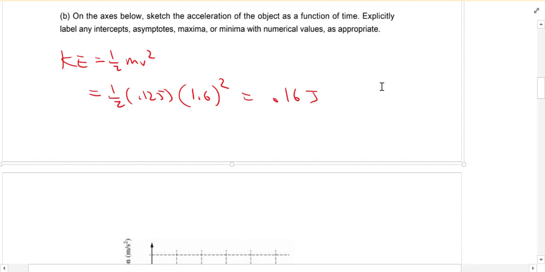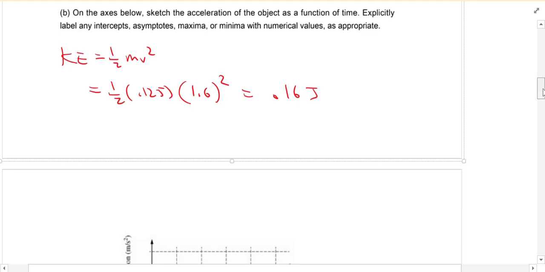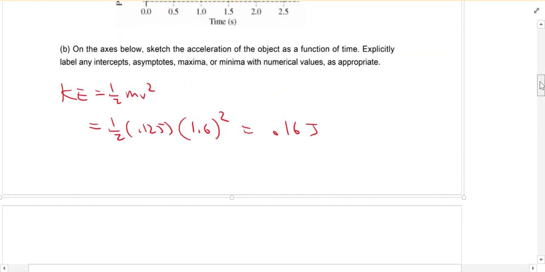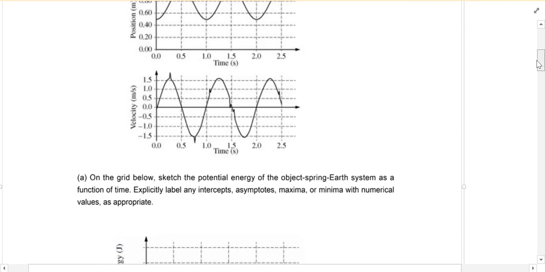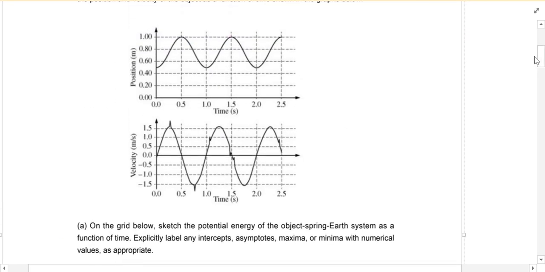So then the question becomes, what positions do these things happen at? You've got to keep in mind that the maximum potential energy happens when you're at a high point. A high point happens when your velocity is 0. So looking at the velocity graph, at 0 seconds, 0.5, 1.0, etc., is when the velocity is 0 and you would have maximum potential energy.